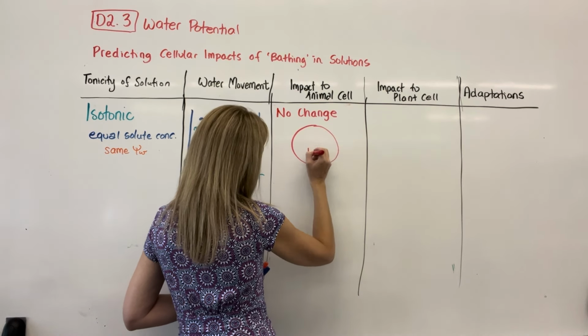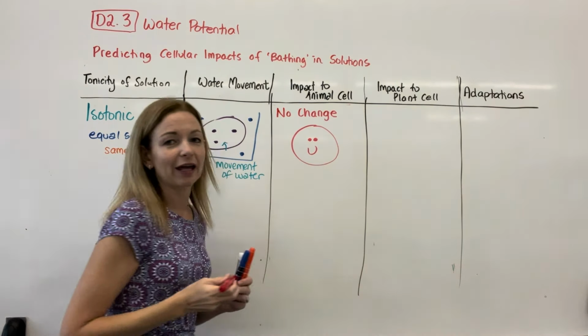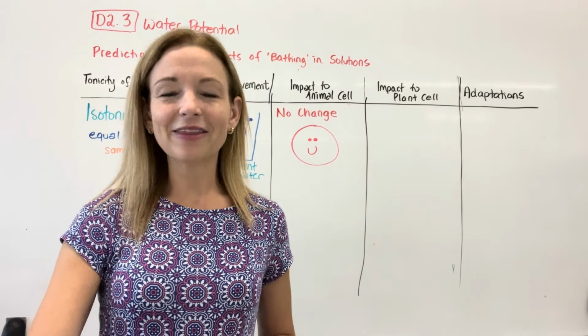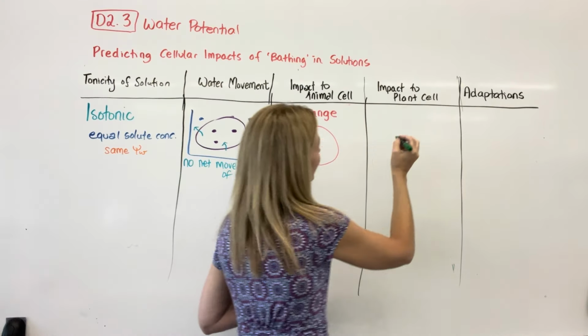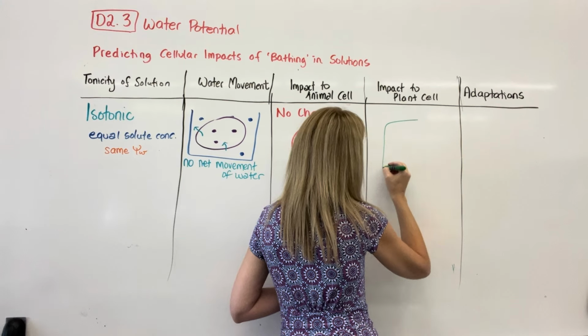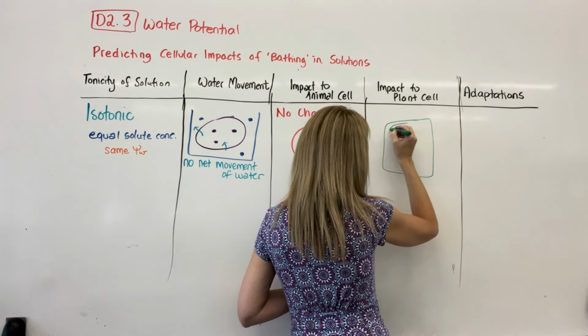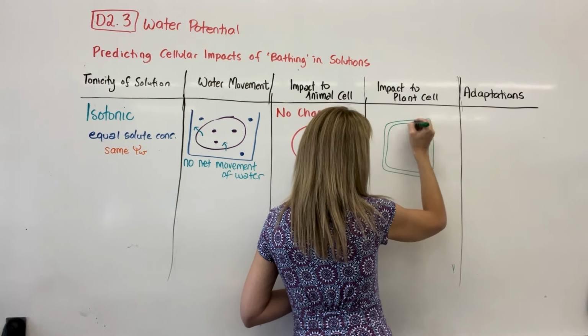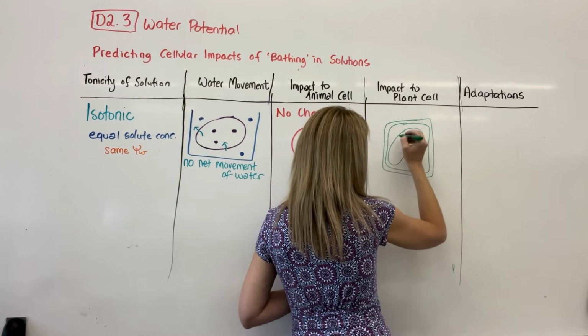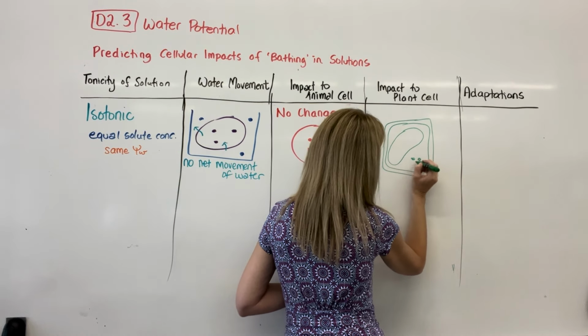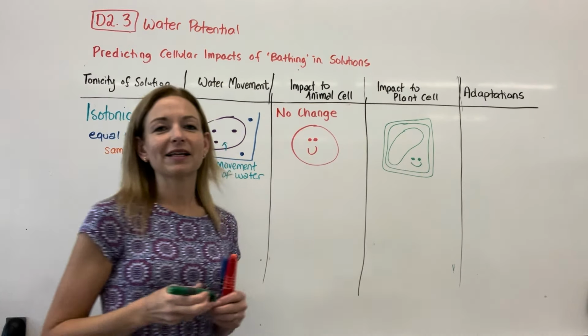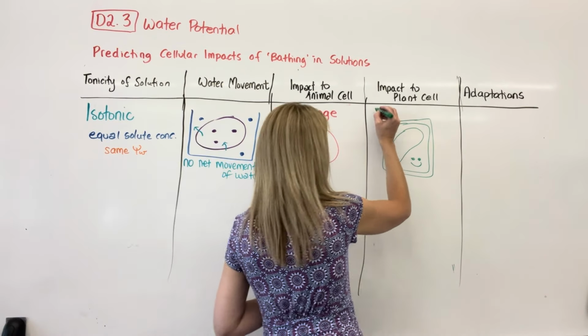So I'm just going to draw a red blood cell, or whatever the animal cell is, looking happy because nothing happened to it. Similarly, there will be no change to my plant cell. So he will have a cell wall, a cell membrane, and an appropriately sized vacuole. So that's plant cells feeling very happy about that, no change.